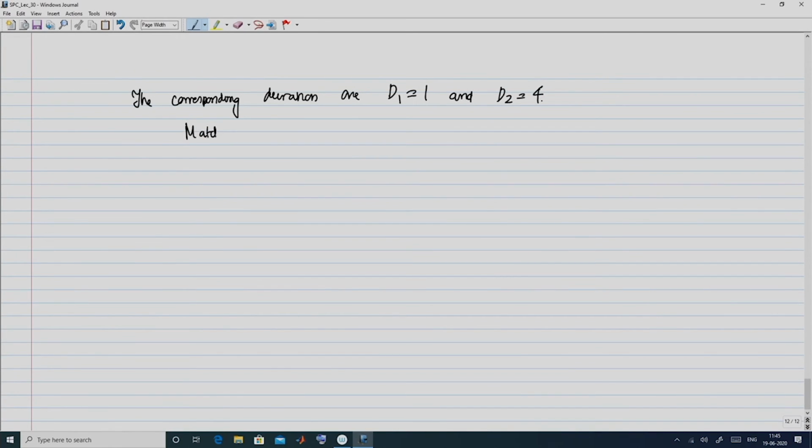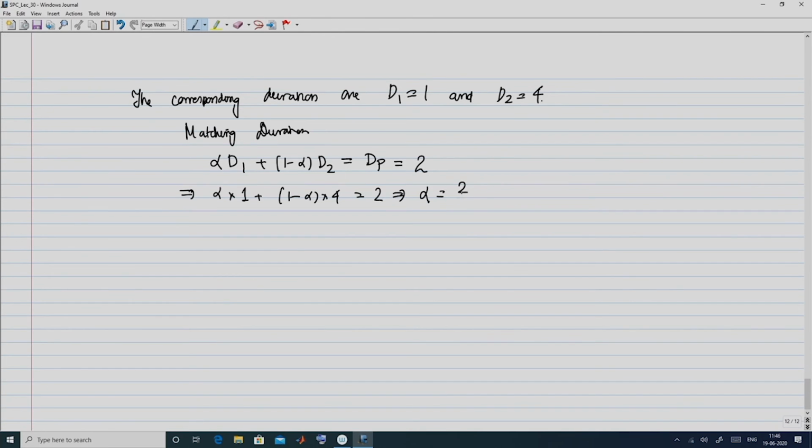So, then we do this matching duration, and what is this going to be? It is going to be the weight of the first bond times duration D1 plus the weight of the second bond times duration D2, which is equal to the duration of the portfolio, which is equal to 2. So, alpha times 1 plus 1 minus alpha times 4 is equal to 2, which implies that alpha is equal to 2/3. So, that means you have to assign 2/3 weight to the first bond and 1/3 weight to the second bond.